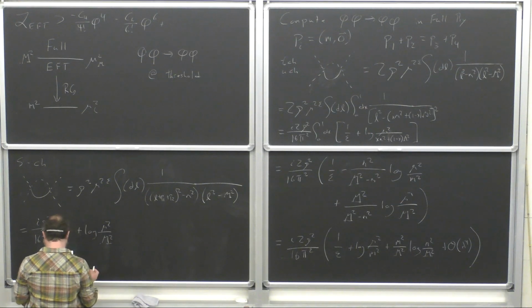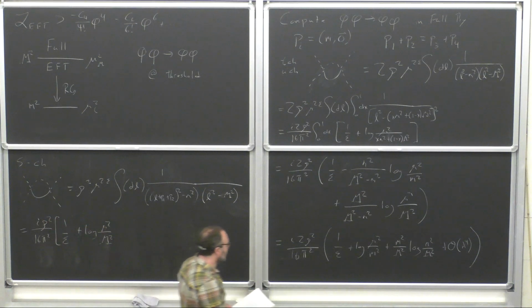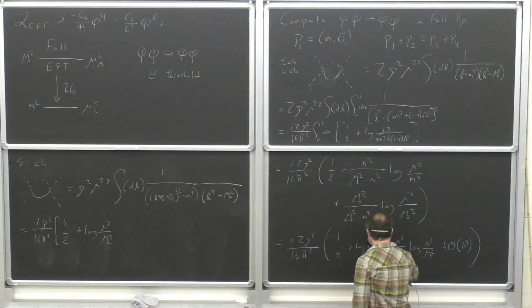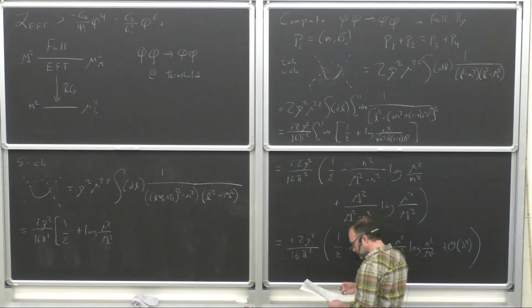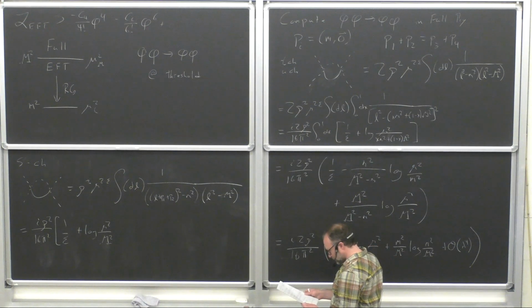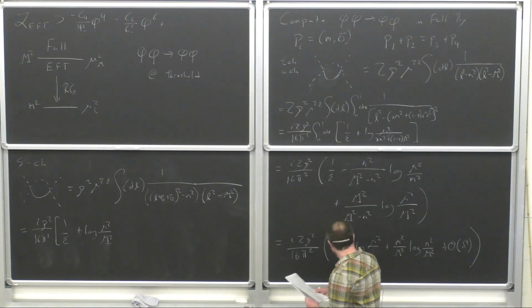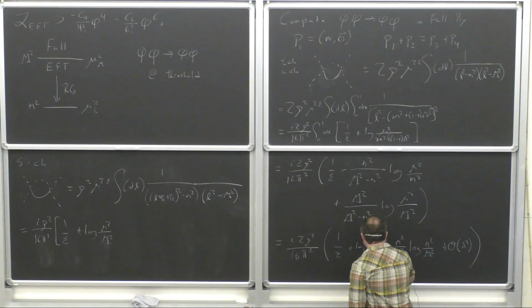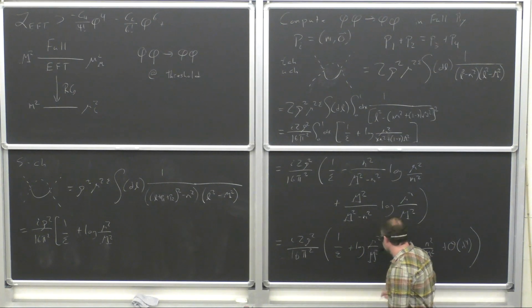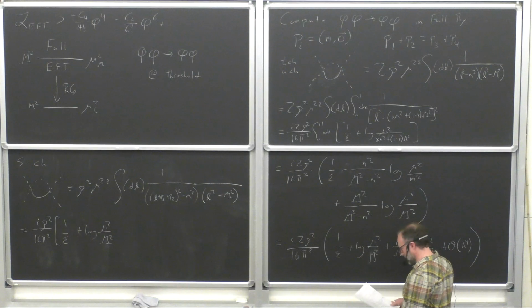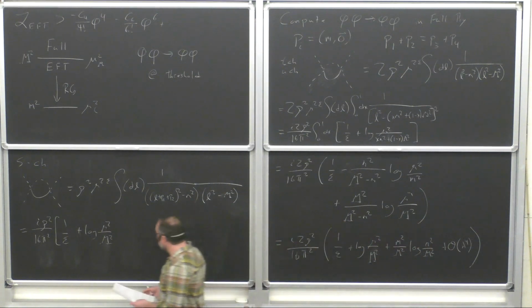That makes more sense, actually. I think this is a typo in my notes. I think this should be capital M squared. Yeah, it's capital M squared everywhere else, and that makes more sense. Sorry about that. So, good.